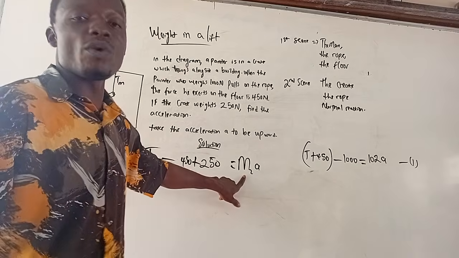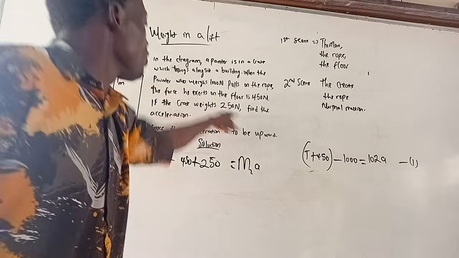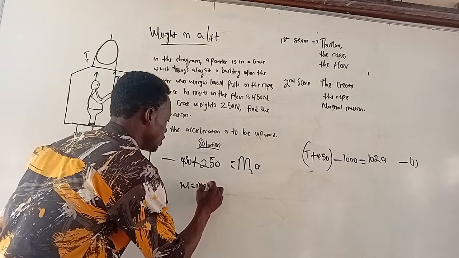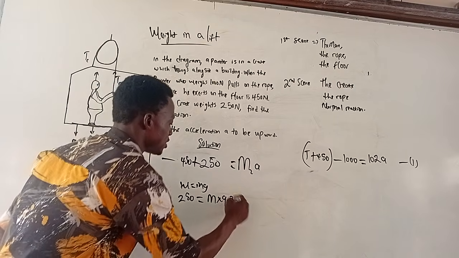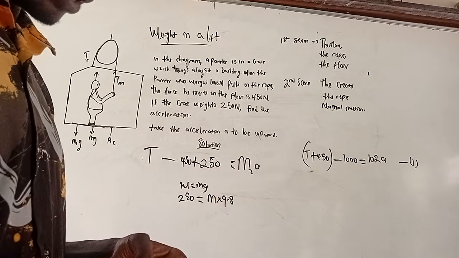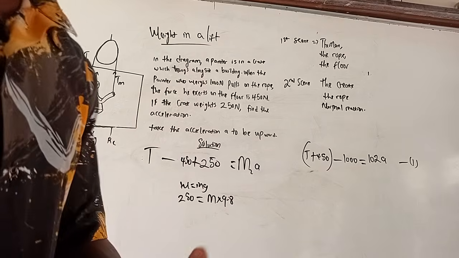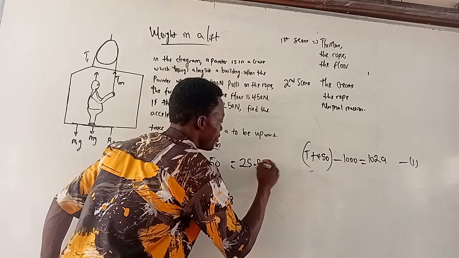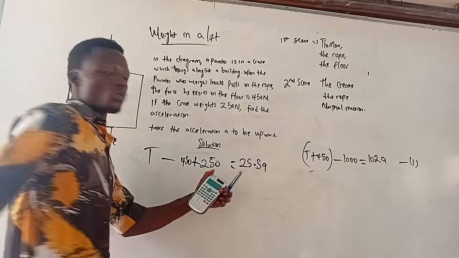And what's the mass that we are referring to here? That's the mass of the crate, right? Since the crate is 250 Newton, how do we get the mass of the crate? Weight equals mg. 250 equals m times 9.8. So 250 divided by 9.8 to get our m. That's 25.5. So here we have 25.5A. This is equation 2.